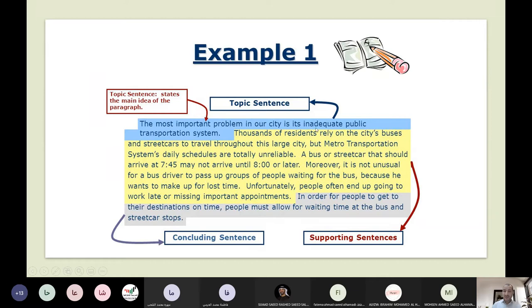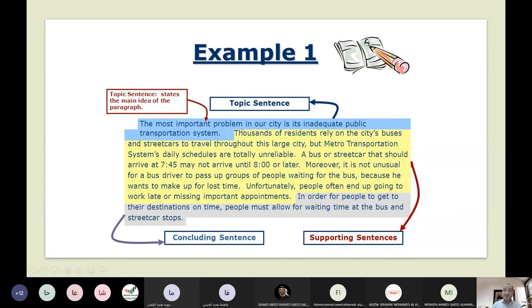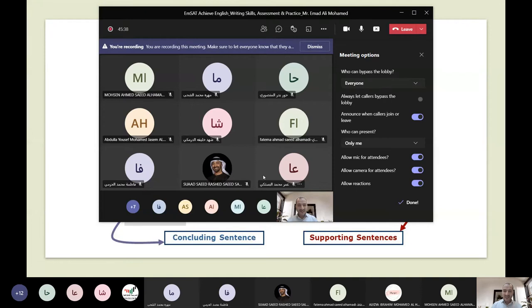Let me ask you, do you think this is a hook, an attention-grabbing statement? In other words, do you think this is an attractive way to start a paragraph? The most important problem in our city is its inadequate public transportation system. Do you think this is hooking the audience? Are there any attractive words in the topic sentence here? We know this is about public transportation and problems, okay? Being what? Being inadequate or unreliable. But what are the words which attract the reader? Maybe no, there's no word which attracts the reader. This is not attractive. But anyway, you go for details.